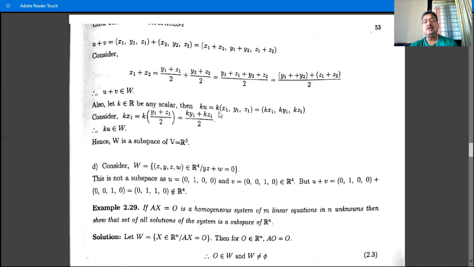And then ku is what? k(x1, y1, z1) is (kx1, ky1, kz1). This is the usual scalar multiplication definition in R3. Now consider ku. So now we have to show this is an element of W.